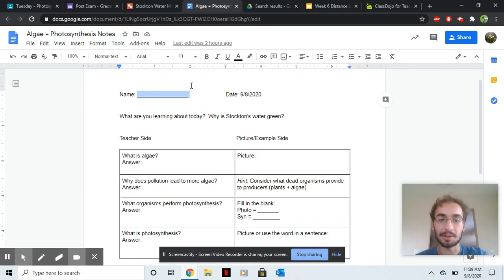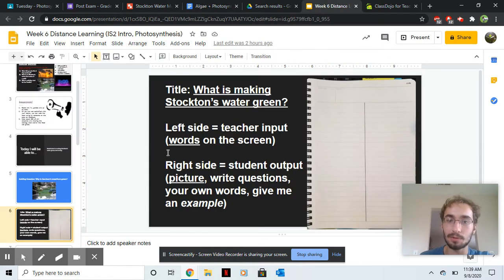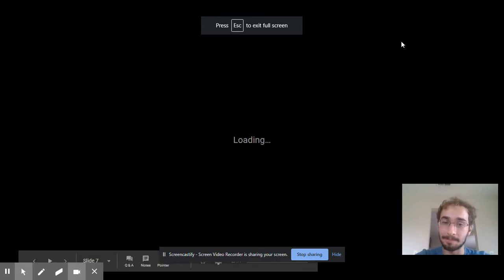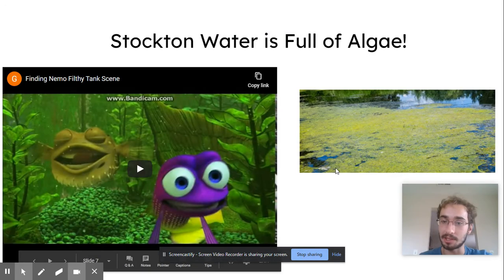So here are the Cornell notes. Put your name on it, and then answer the questions in the boxes, and make sure you put a picture where it says, or fill in the blank. Okay. So first thing, you need to know Stockton's water is full of algae. That is the organism that's actually making it green.